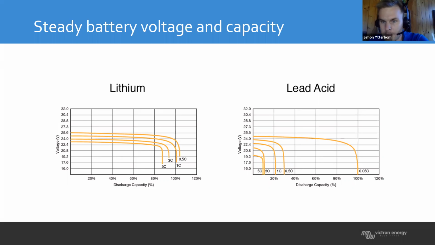If we start discharging a lead battery much faster, for example, if we're discharging it in 2 hours, you can see that we're dropping the capacity of that battery drastically. At that point, we only have about 30 to 40% of the original capacity.